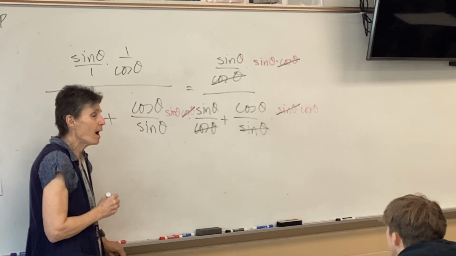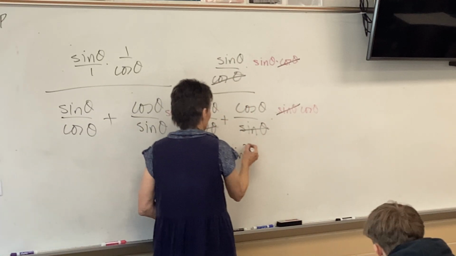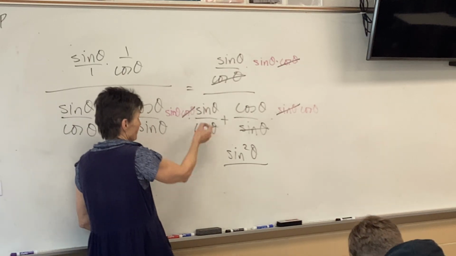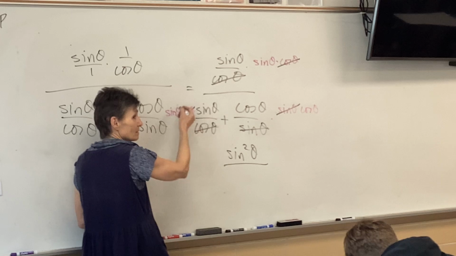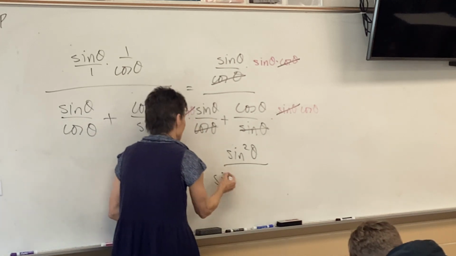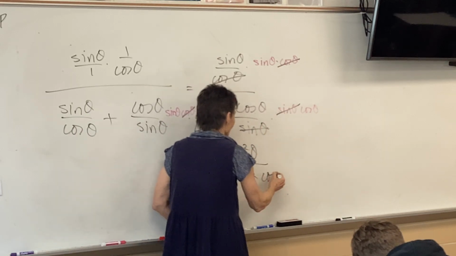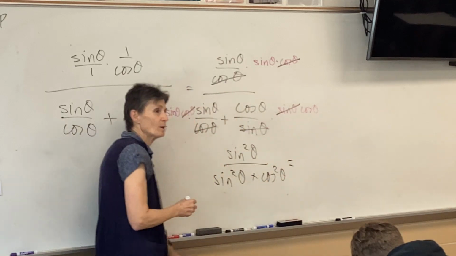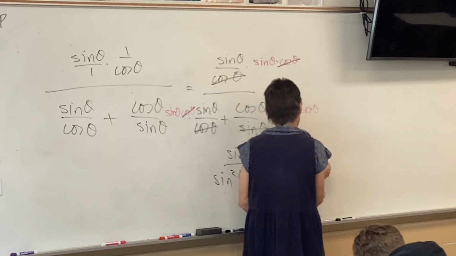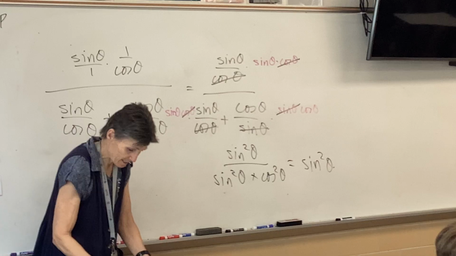So what's on top? Sine squared. What's on the bottom? What's right here? Another sine squared, right? Plus, what's over here? Oh my golly! Sine squared and cosine squared is 1. So we are left with sine squared, which is exactly what we were supposed to be ending up with.